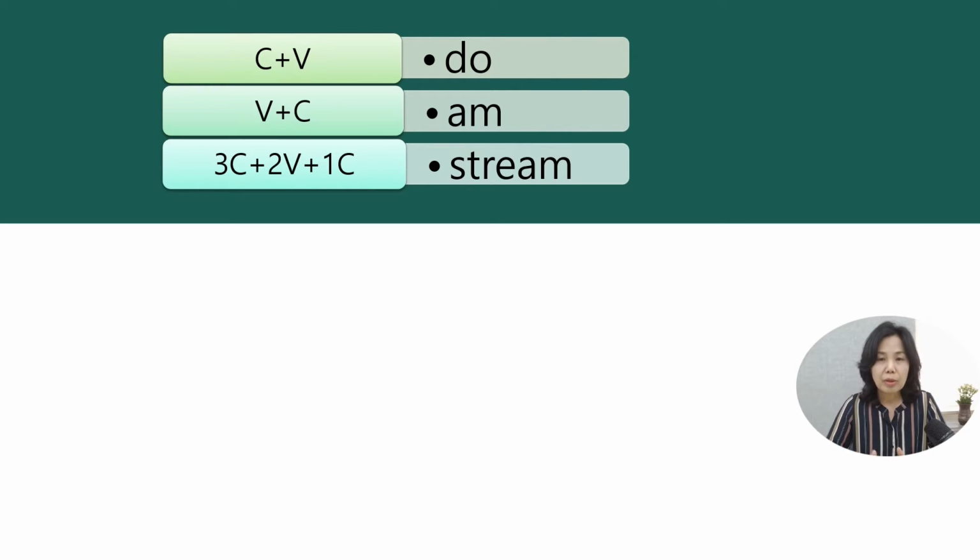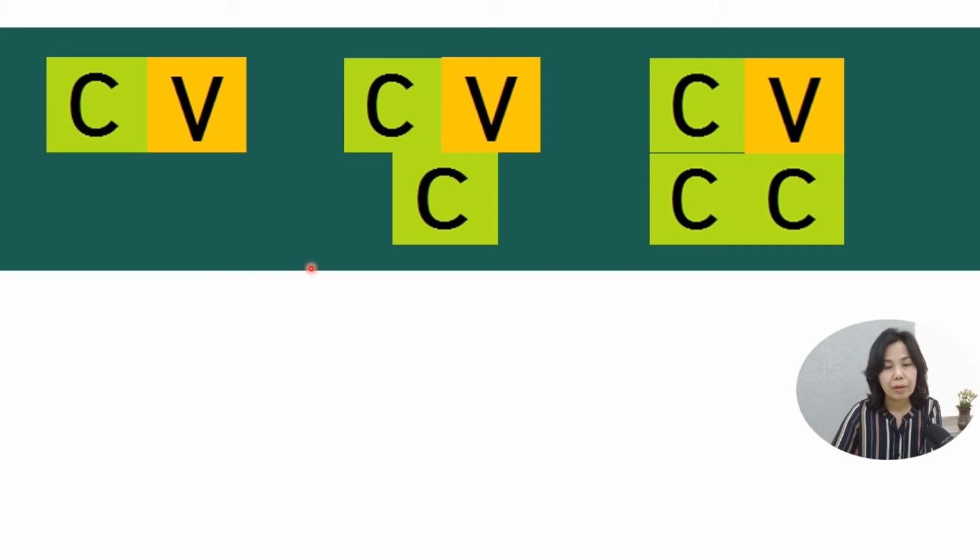For example, the word "do" has a consonant and a vowel. On the contrary, "um" comes vowel first, and "stream" has 3 consonants, 2 vowels and 1 consonant. So English is very flexible. On the other hand, Korean has a strict rule.